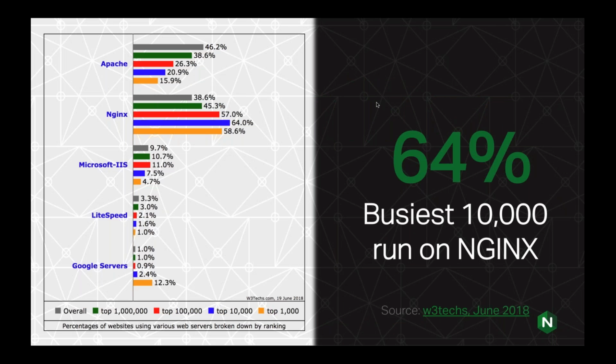Now, why is that? Busy people with busy sites are busy. Why would they switch? As a site gets bigger, why would you consider switching to a different web server? I'll explain a little bit about that now, but you can see here in the blue bar, the top 10,000 websites, we have 64% of the websites running on NGINX.